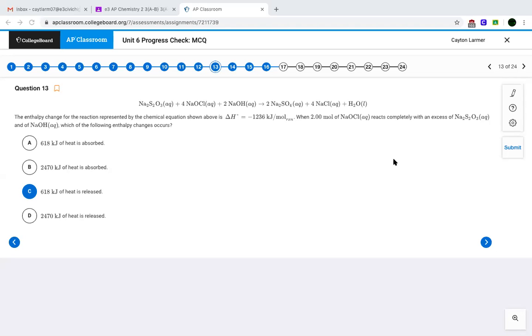Completely unrelated to this, Dr. J, CO2 has 2 double bonds in it, right? Yeah. Okay. There it is. Perfect. Yeah, I agree with C.